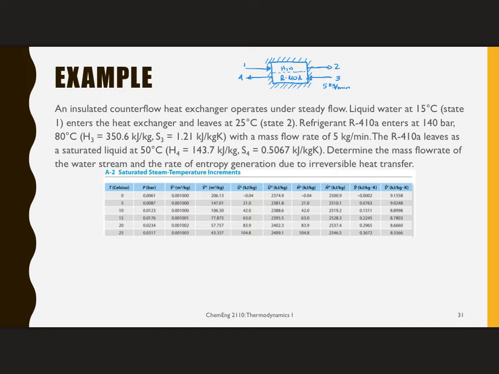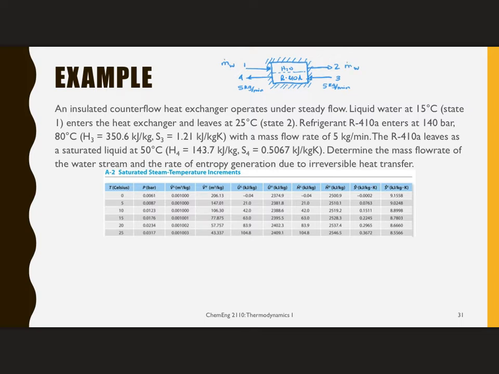50 degrees C, saturated liquid with those properties. We want to determine the mass flow rate of the water stream and the rate of entropy generation due to irreversible heat transfer. So I have two streams. They are not going to mix. So the mass flow rate at stream 3 will also be the mass flow rate of stream 4. And the mass flow rate of my water here will also be the mass flow rate of my water here.